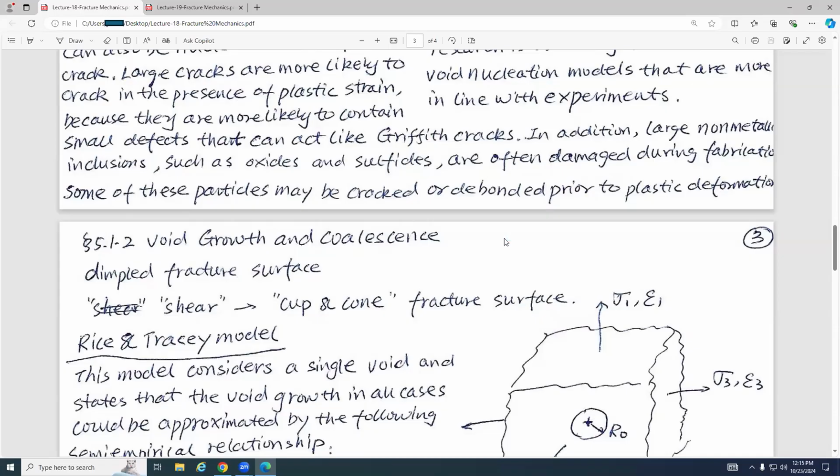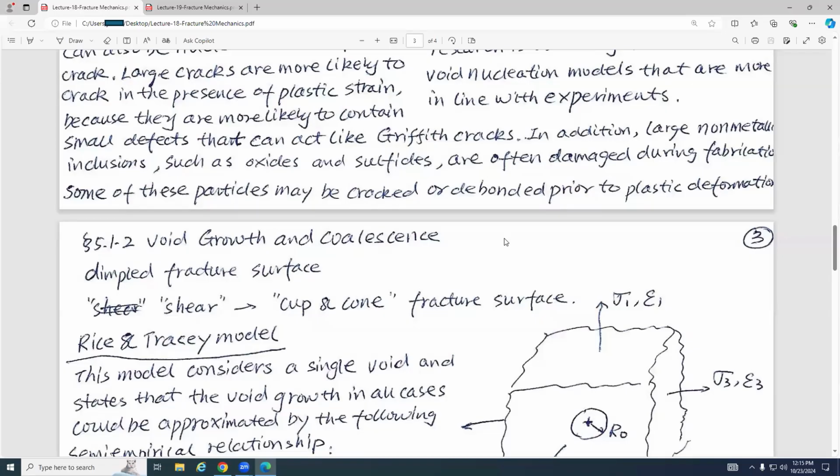The second one is cleavage. Cleavage usually happens for brittle material, and cleavage is a transgranular break. That means the crack will go through these grains. So this is the transgranular.